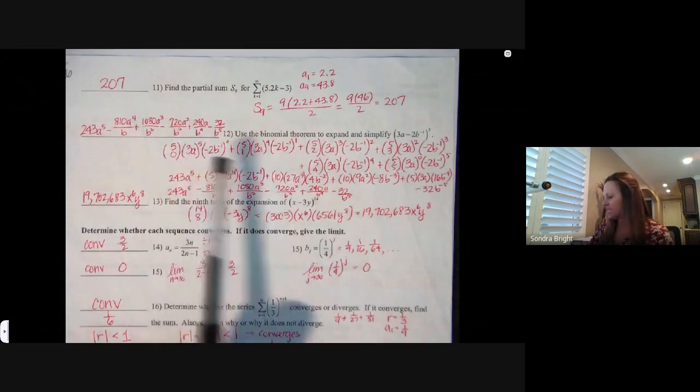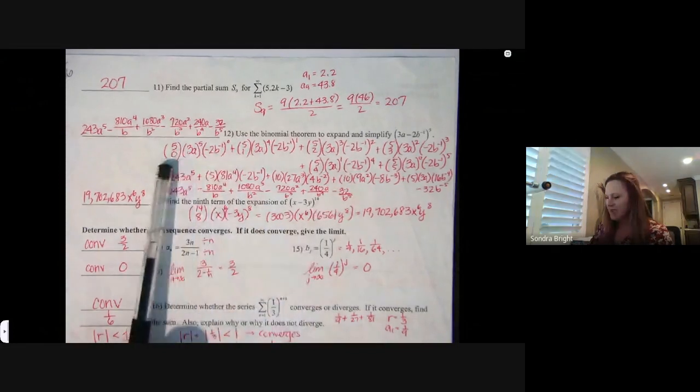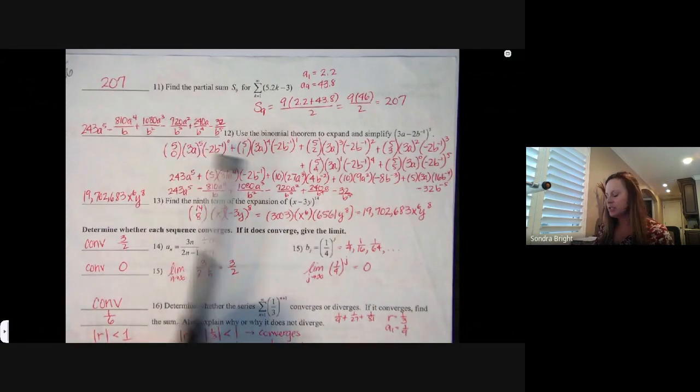But showing this pattern, I did show the n choose r notation. This would be the same as 5 factorial divided by 5 factorial 0 factorial. But that's where you should have gotten your answer.